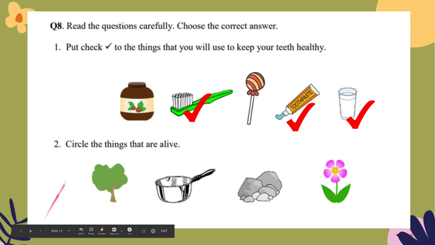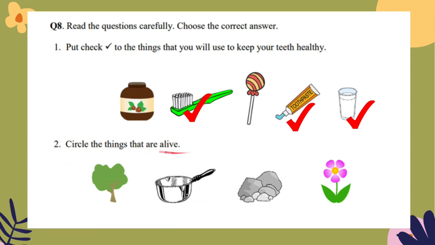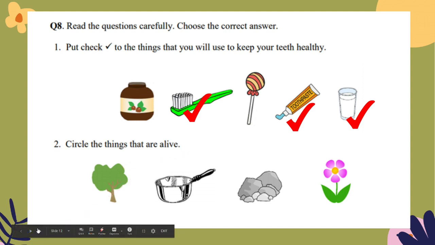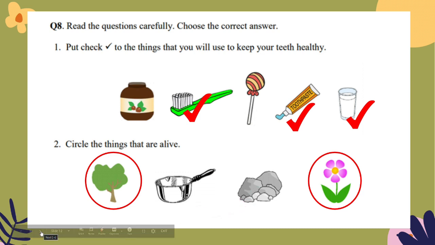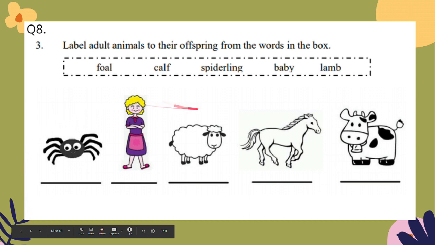Now, number 2, circle the things that are alive. How do you know that these things are alive? They eat, breathe, move, use their senses, and they grow. Just like this tree and this flower. This saucepan and these rocks have never been alive. Remember, a grown-up animal is called an adult, and adult animals have babies, and we call these babies offspring.